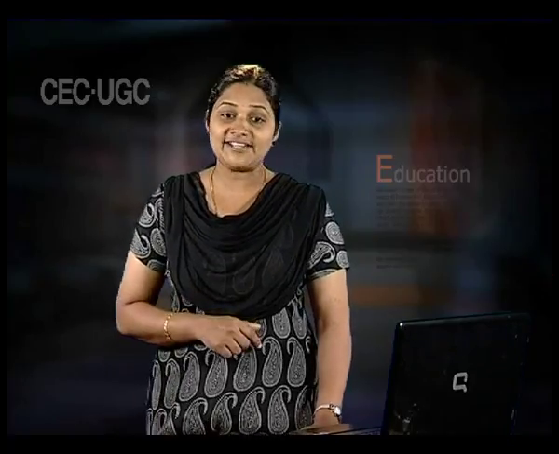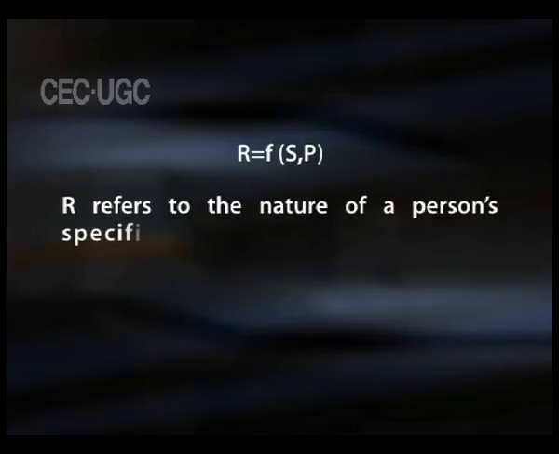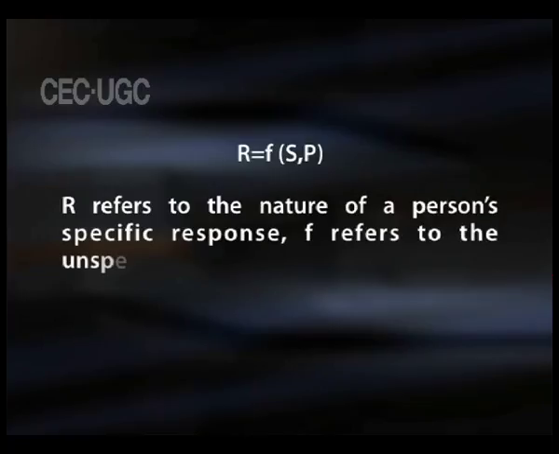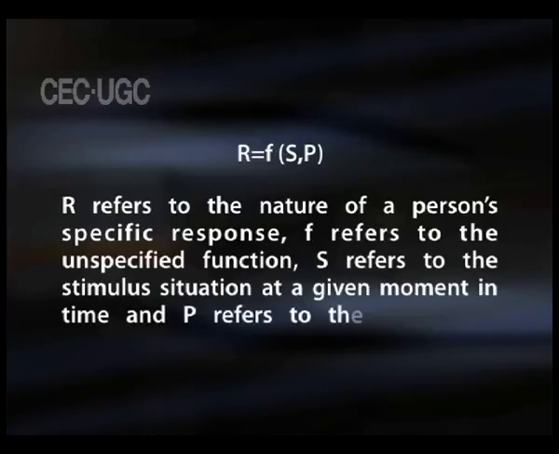According to him, with the help of mathematical analysis of personality, the prediction of behavior can be made by a specification equation. The formula used by Cattell to predict behavior with any degree of accuracy is given here. R = f(S, P), where R refers to the nature of a person's specific response, f refers to the unspecified function, S refers to the stimulus situation at a given moment in time, and P refers to the personality structure.